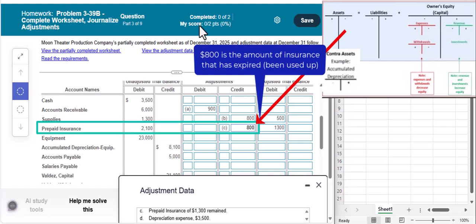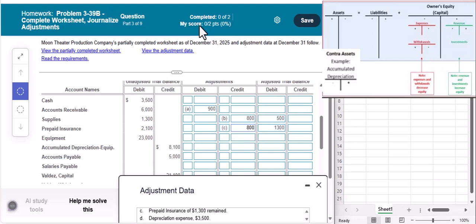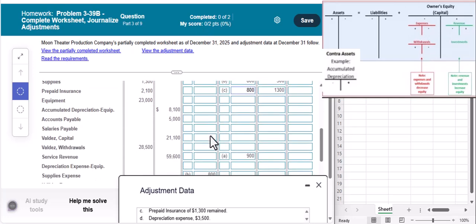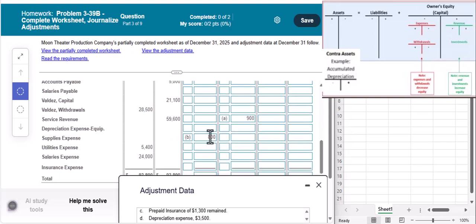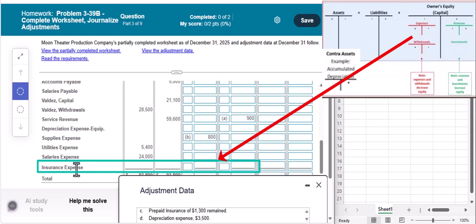Now we need to find the account that says we used up insurance. So that is going to be insurance expense. So again, with insurance expenses, how do those increase? Those would increase with a debit. So we're going to go to insurance expense, our last account here, and that is going to be for transaction C we are still working on, and we are going to debit for 800 to record that insurance expense.